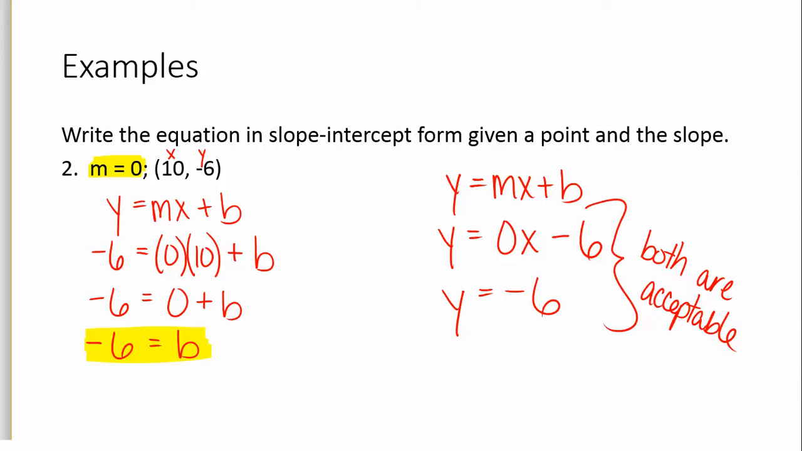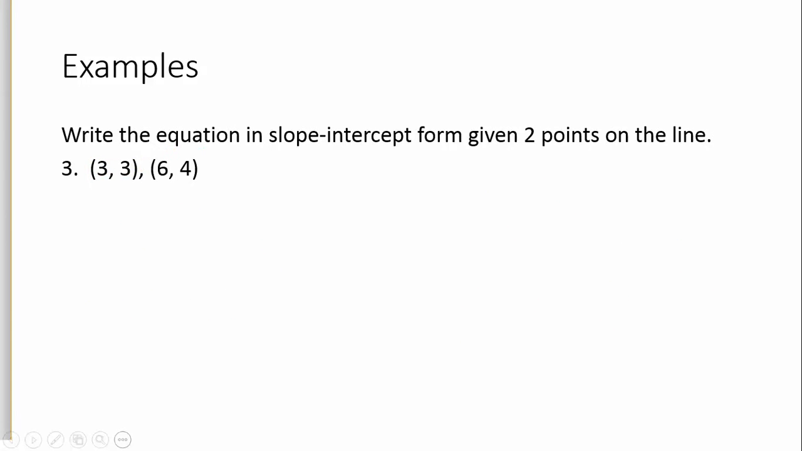So just understand the difference of not writing 0x in the second equation. Now let's take one step back again. Now I want you to write the equation in slope-intercept form, but I'm just giving you 2 points on the line. So now not only are we not given the y-intercept anymore, we are also not given the slope. But remember, if I give you 2 points, we can calculate the slope.